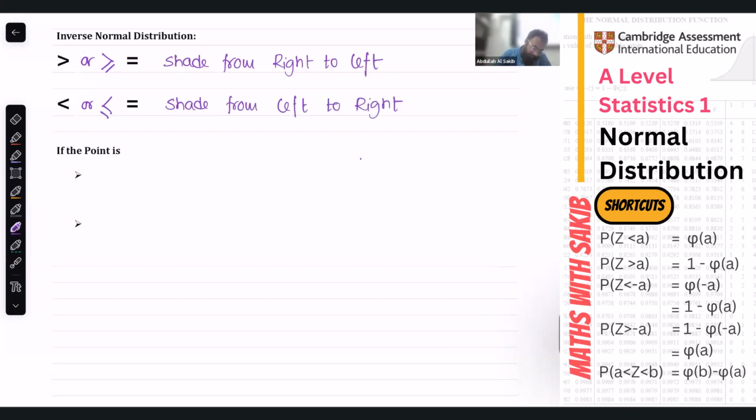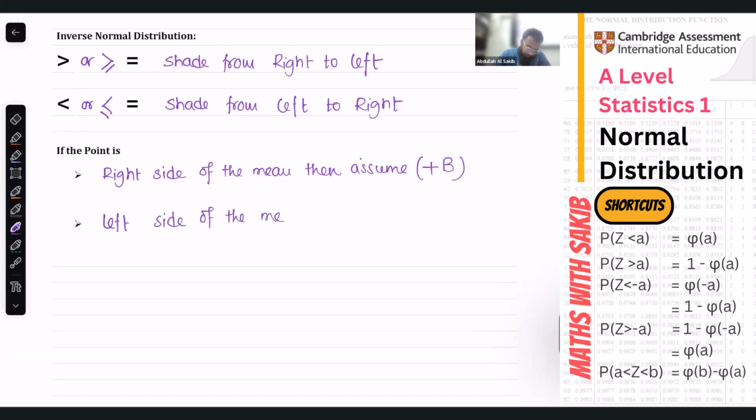If the point is right side of the mean, then assume plus A. If the point is left side of the mean, then assume minus A. Now the probability will be given, and we have to find the corresponding values of Z. That is known as inverse normal distribution. So these are the notes you will need to solve these maths.